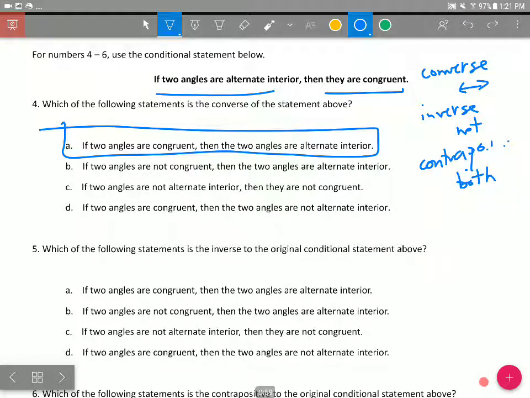Which of the following statements is the inverse of the original statement? Remember, inverse adds the not, so we want two angles not alternate interior, then they are not congruent. When two angles are not alternate interior, they are not congruent. That would be this one. Cool? Because it adds the not alternate interior, not congruent.